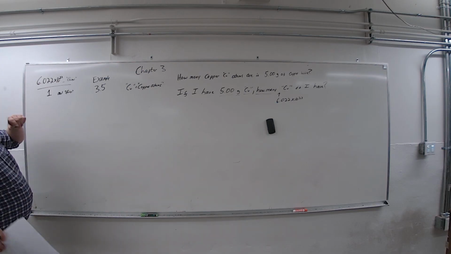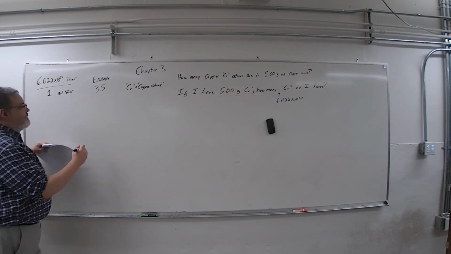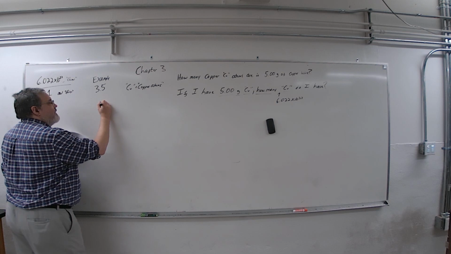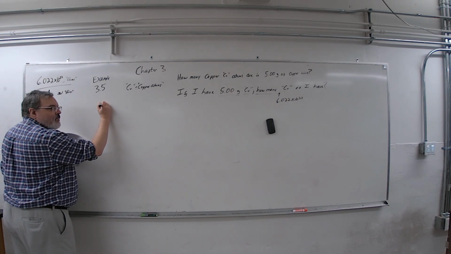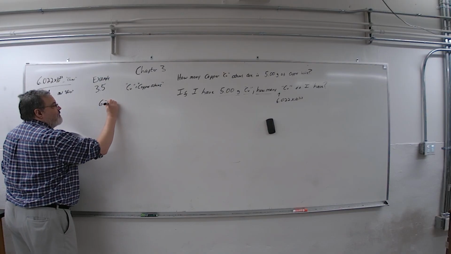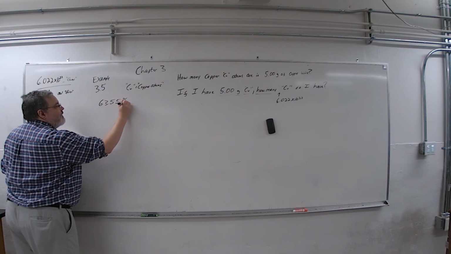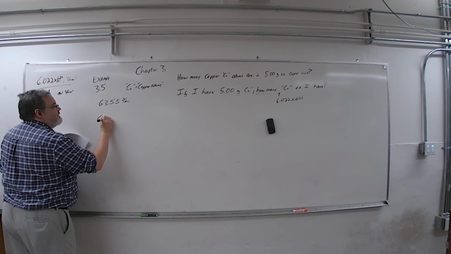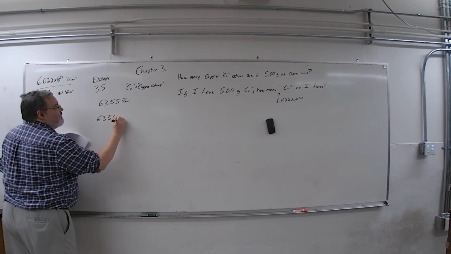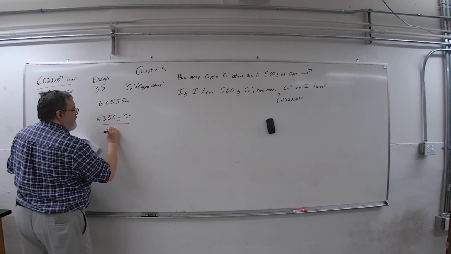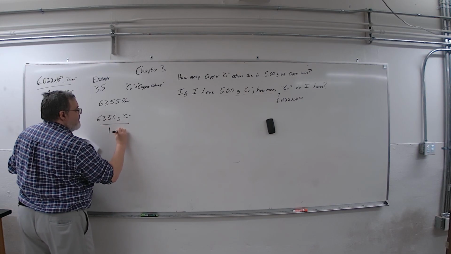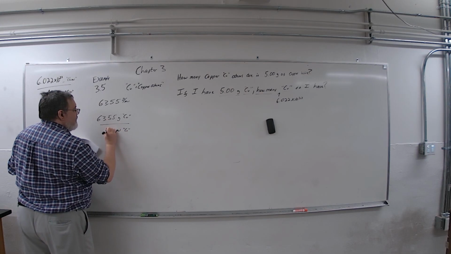All right. Copper on the periodic table. What do you see? It's above gold. 63.55. 63.55 grams of copper is 1 mole of copper.